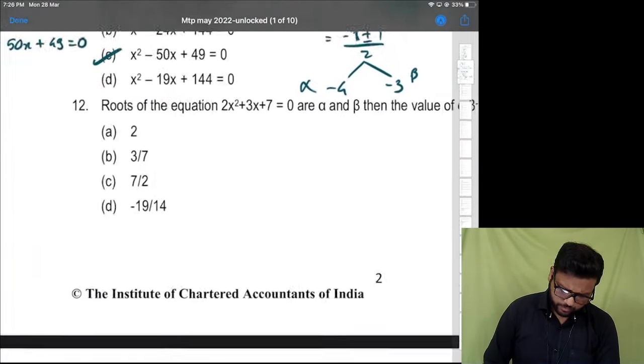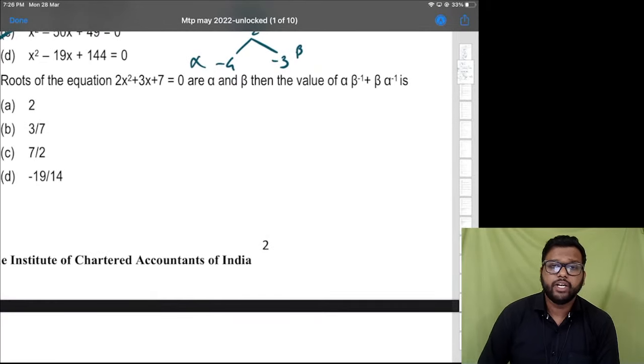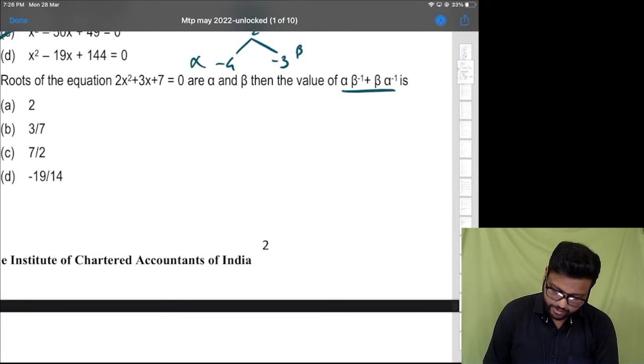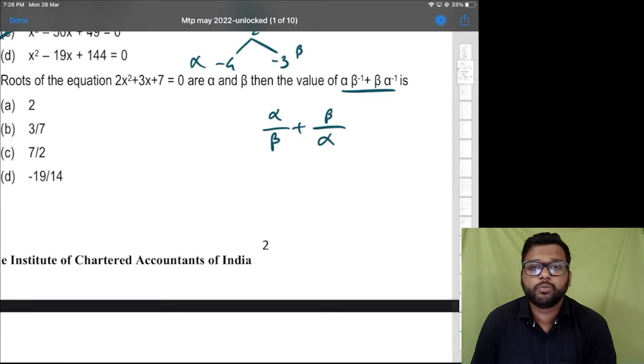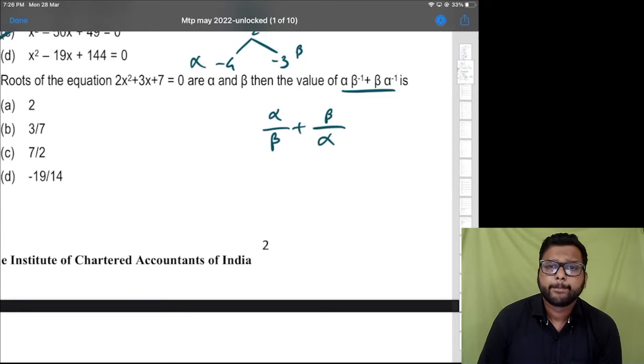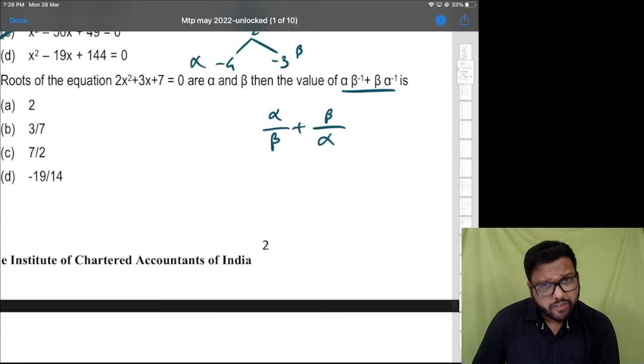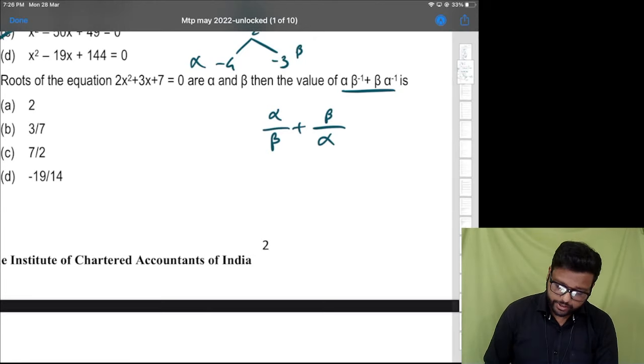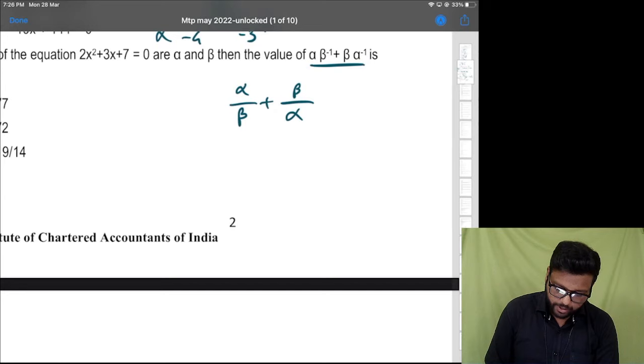Question 12. Roots of this equation are alpha and beta, then value of this, that is alpha by beta plus beta by alpha, right? B raised to minus 1 is 1 by b. Okay, now here also we can solve it, but there is a simple way. What simple way? We can first cross multiply this. It will be alpha square plus beta square upon alpha beta, right?